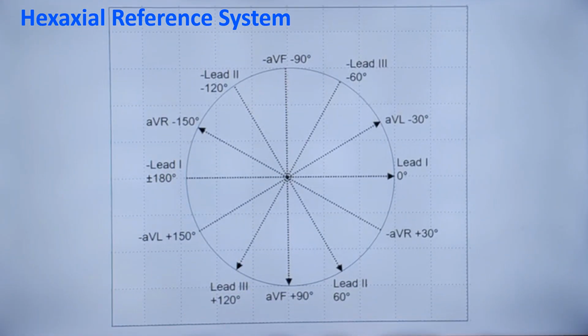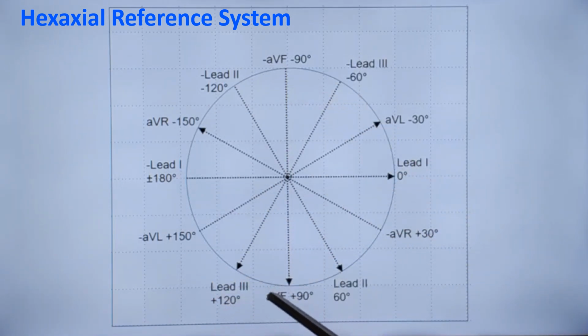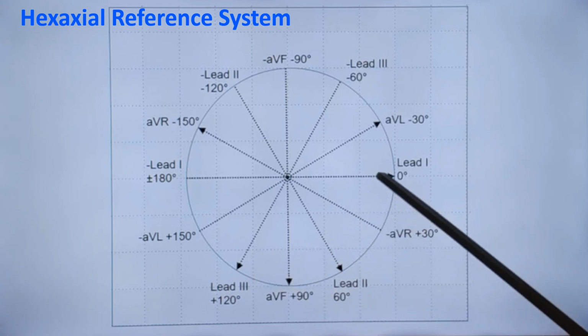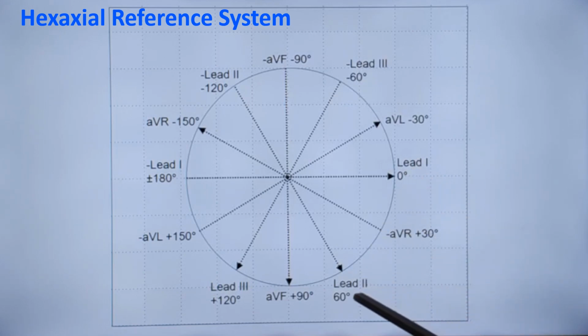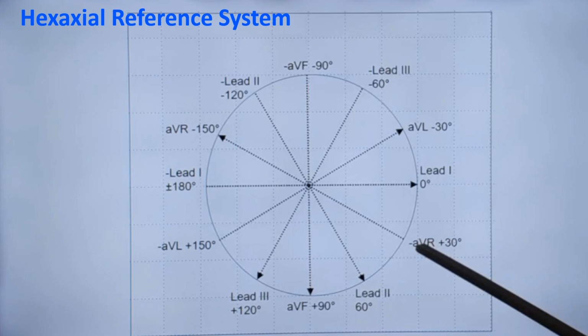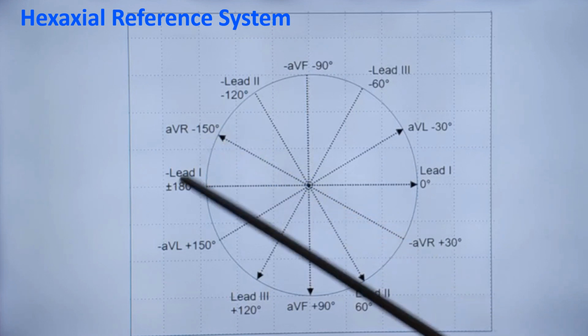From that highly simplified determination of QRS axis, we move on to a more accurate determination using this hexaxial reference system, in which each lead has an axis given. This is the positive of lead 1, and this is lead 2, AVF 90 degrees, lead 3 120 degrees. In case of AVR, as all the complexes are inverted, if AVR is negative, it is plus 30, and if AVR is positive, then it becomes minus 150.